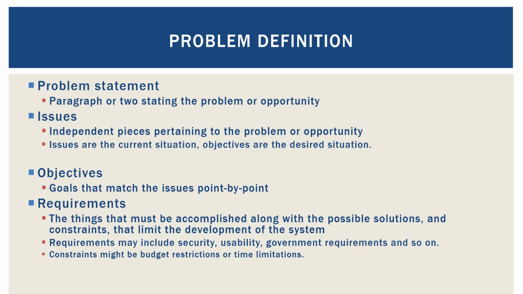Then the requirements: these are the things that must be accomplished, along with the possible solutions and constraints that limit the development of the system. Requirements may include security, usability, government requirements, and so on. Constraints might be budget restrictions or time limitations.